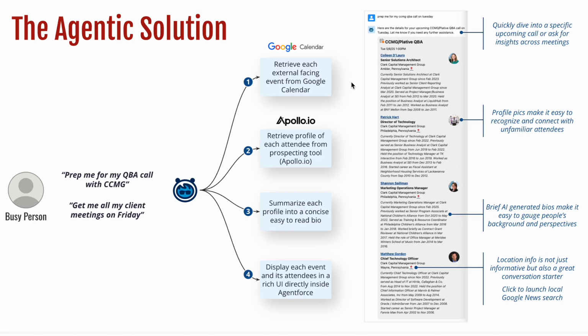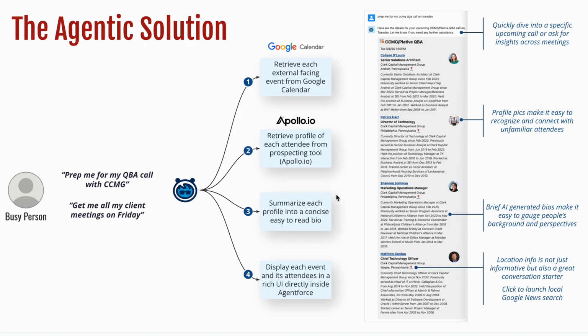So with the call prep agent, which I'm going to demo to you live in a moment, I'm just going to walk you through the flow. You're going to be able to go into that assistant and just ask it to help you learn more and prepare for a specific meeting or an entire day for that matter. And as you do, the call prep agent will first retrieve each external facing event from your calendar that addresses that question. It's going to then call a profile enrichment tool to gather more information about each attendee attending that meeting.